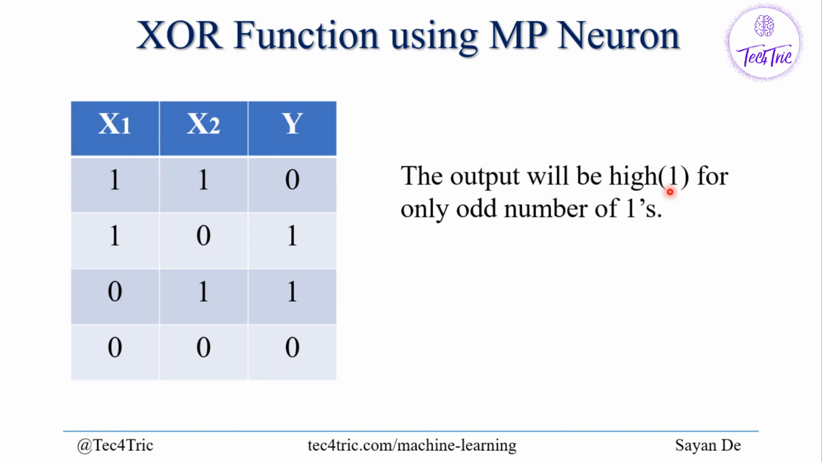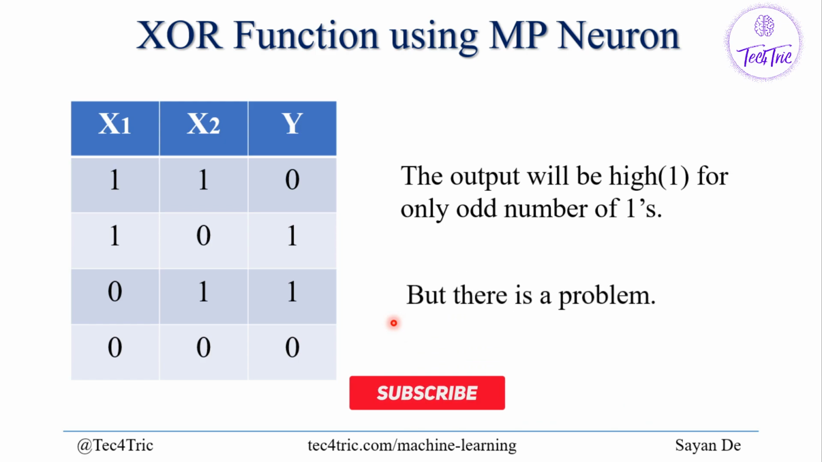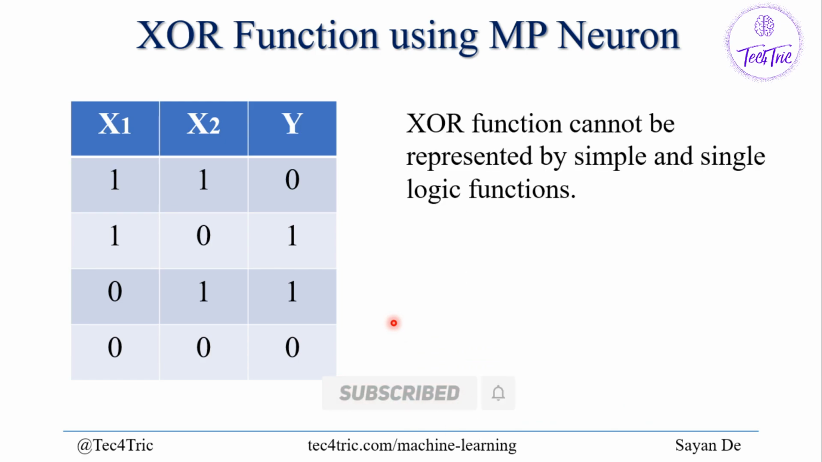The output will be high for only an odd number of ones. Here we have two inputs, x1 and x2. If you want to add more inputs, this definition will still be true. The output will be high for only an odd number of ones, like 1, 3, 5, etc. But there is a problem. What is the problem? The XOR function cannot be represented by simple, single logic functions. Then how do we represent the XOR function?